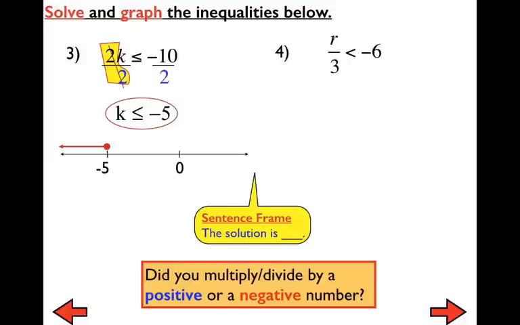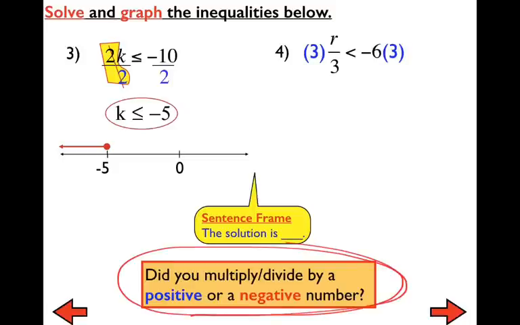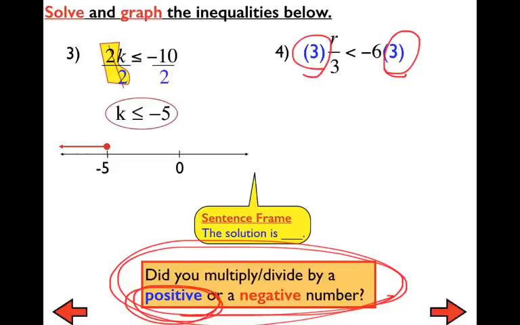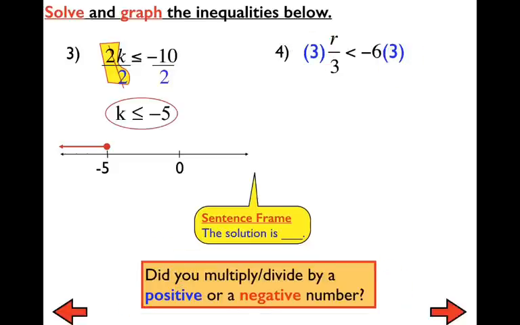This problem is r over 3 is less than negative 6. The operation that is happening on the left-hand side is division. Therefore, we need to multiply. And we are going to multiply both sides by a positive 3. We need to ask ourselves this question down here. Did we multiply or divide by a positive number? We, of course, multiplied both sides by a positive 3. Therefore, we do not flip the inequality symbol.